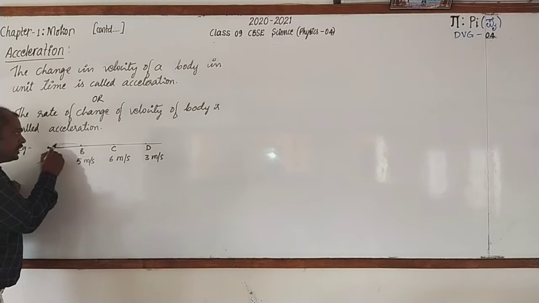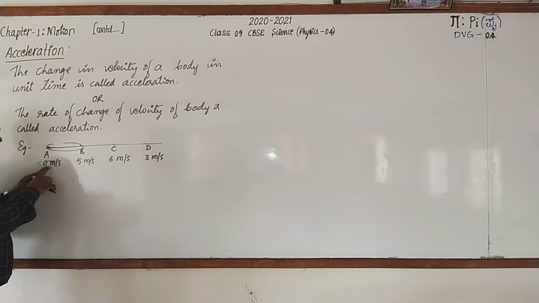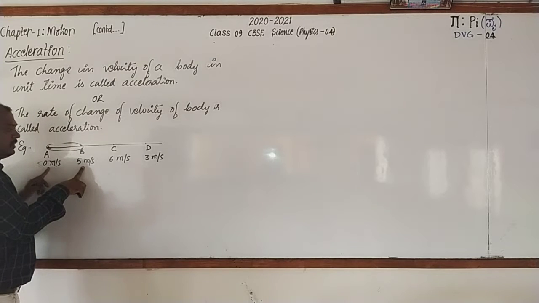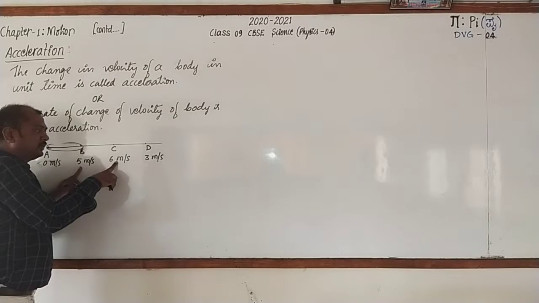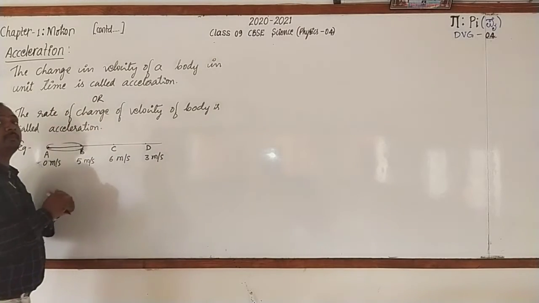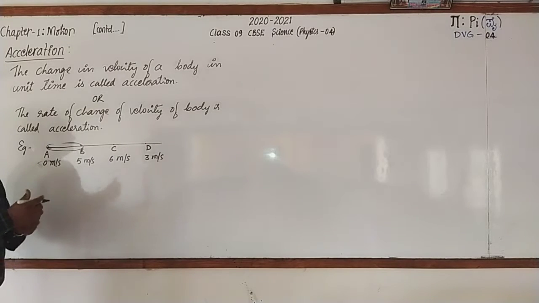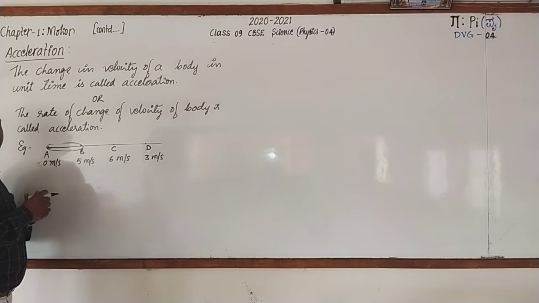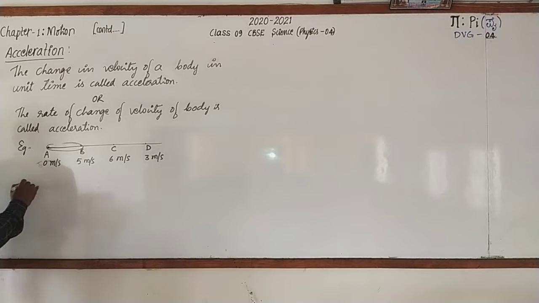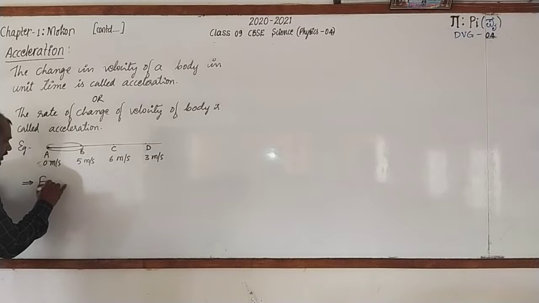There is change in velocity. He has changed the velocity from 0 to 5 meter per second, and here 5 meter per second to 6 meter per second. Then 6 meter per second to 3 meter per second. The velocity is being changed in unit time, and this is what we say acceleration. Hence, the acceleration can be found out by using the formula. Let me go for writing that formula. Formula to find out acceleration.